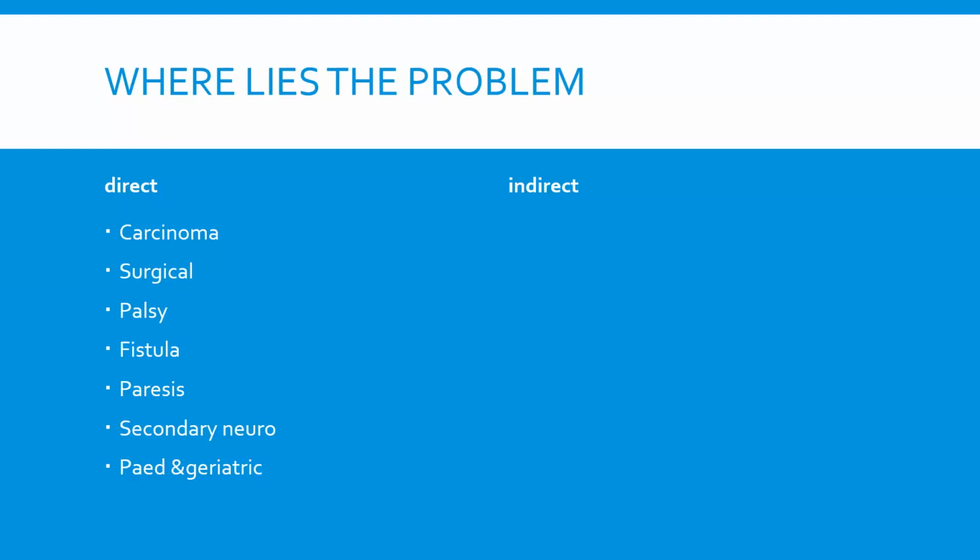These conditions are quite predictable as to where the swallowing problem lies, isn't it? So we know exactly, because of the surgery, what might have happened, or the particular structure involved in the syndrome or disease is also revealed to us. But what happens when it is an indirect issue?